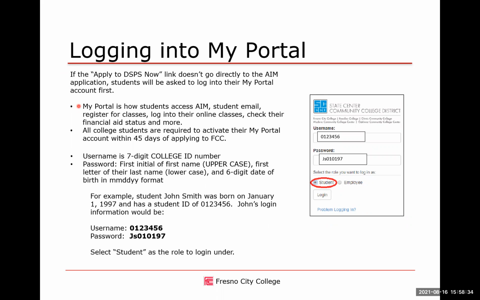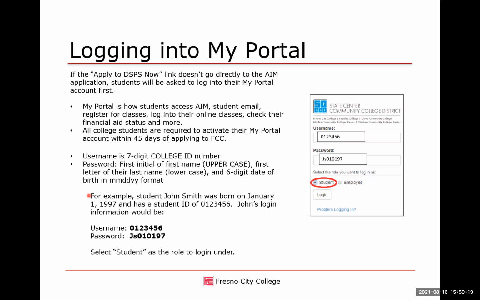MyPortal is how students access AIM, student email, register for classes, log into their online classes, check their financial aid status, and more. All college students are required to activate their MyPortal account within 45 days of applying to Fresno City College. Your first-time username is your 7-digit college ID number. Your first-time password is the first initial of your first name, uppercase, the first letter of your last name, lowercase, and the 6-digit date of birth in month, day, year format.